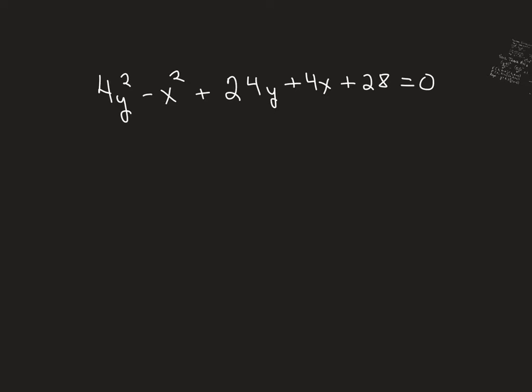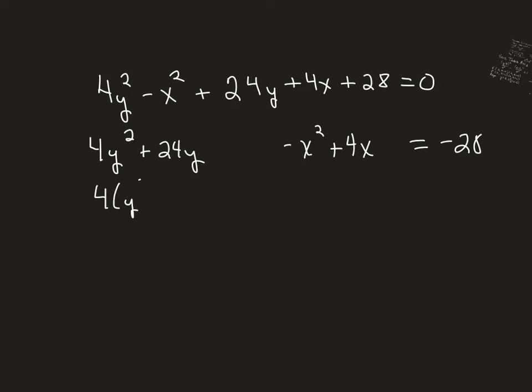Okay, here we have the equation of a hyperbola. I want to find the center, the vertices, the foci, the asymptotes, and then we want to graph this hyperbola. So we're going to have 4y squared. Notice that's positive. I'm going to group together the y's, plus 24y, minus x squared plus 4x equals negative 28. Okay, here I have to factor out the 4.